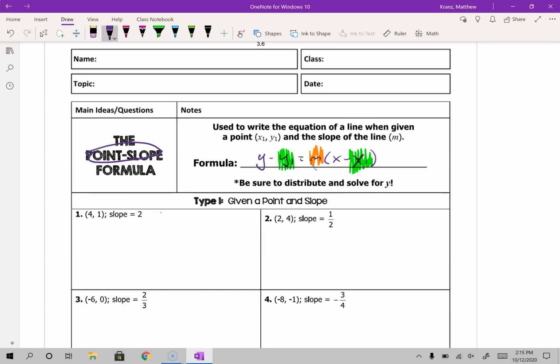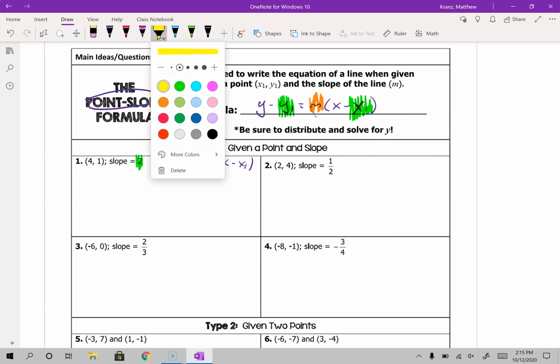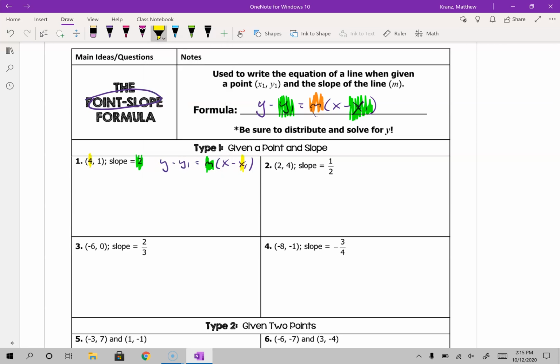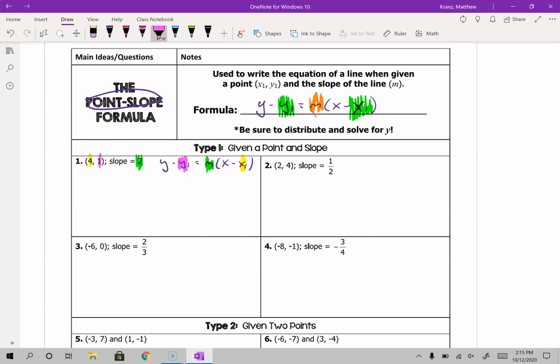In this formula, which is y minus y1 equals m times x minus x1, we go ahead and we take our point and our slope and we substitute it in. So let's look at it here. Here is our slope, that's our m. We have our x1, our x goes into x1. Our y goes into y1. So we go ahead and we put it in. y minus 1 equals 2 times x minus 4.